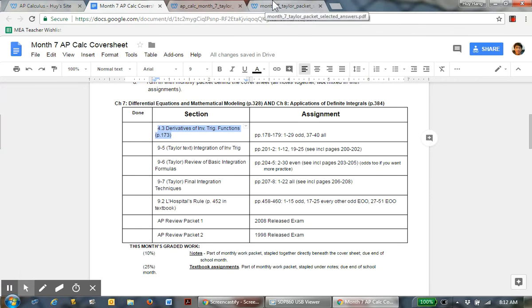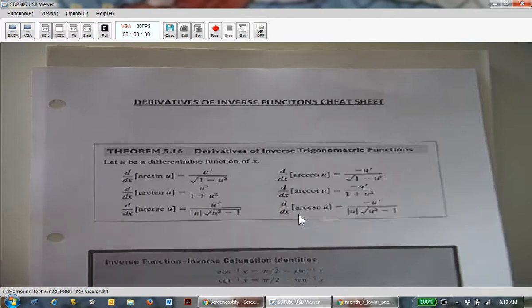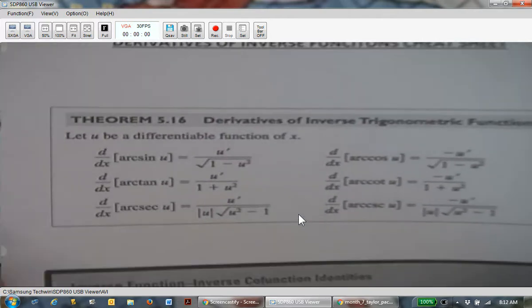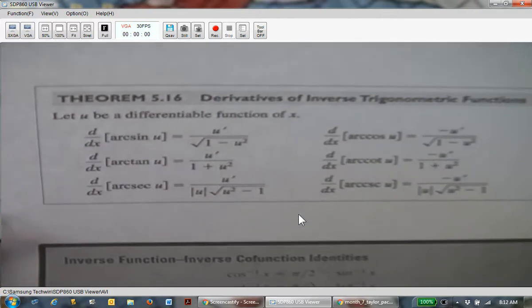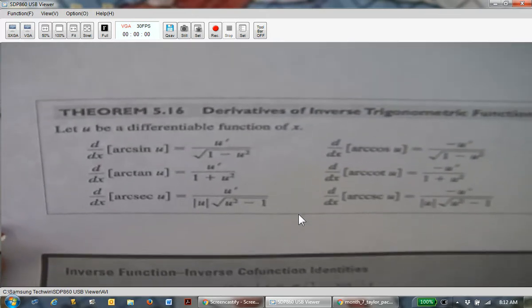All right, guys. Any other questions before I move on? Because now we've got to hit some content here. Okay. You are given a sheet right now of derivatives of inverse functions. There are the formulas. This is for 4.3.